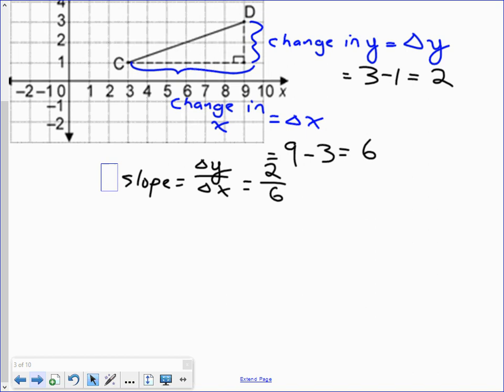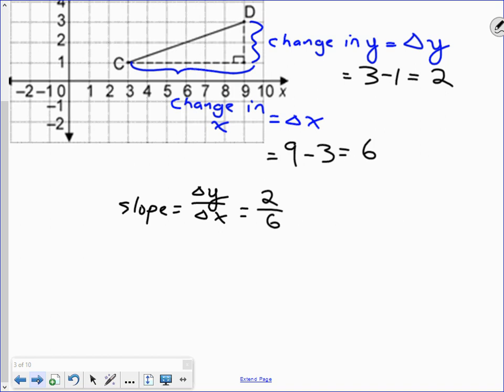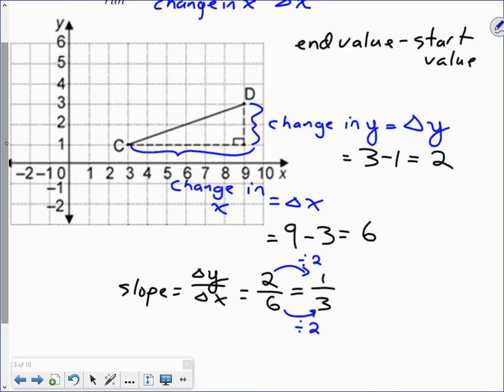I'll just make this a little bit longer here. Slide this down so it has a little bit more room. We're going to put this in lowest terms. Both the 2 and the 6 can be divided by 2. So we can write this as 1/3. This is divide by 2 here, divide by 2 down there. Okay. So we can get our slope by looking at the changes in the x values or the changes in the y values. Okay.